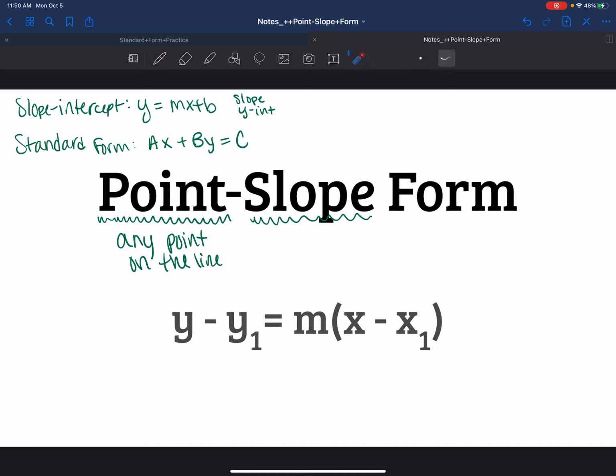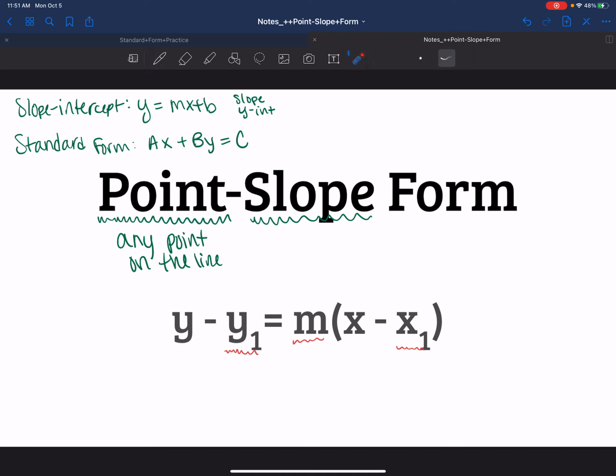This is what point slope form looks like right here. It's y minus y1 equals m times x minus x1. The three things that we end up replacing in point slope form are the y1, the m, and the x1. The plain y and the plain x stay the same.